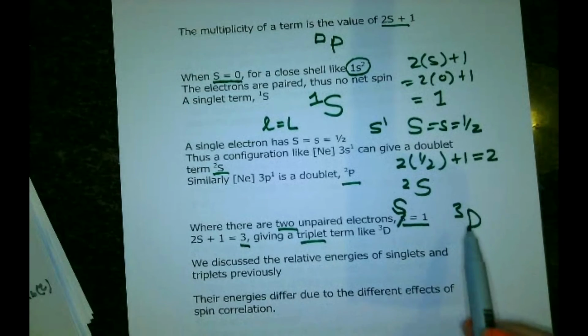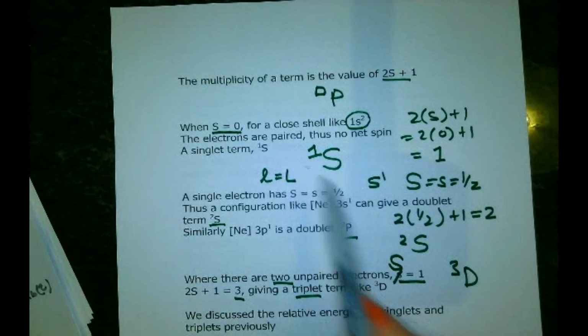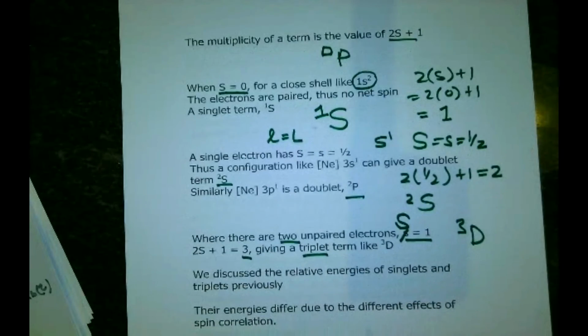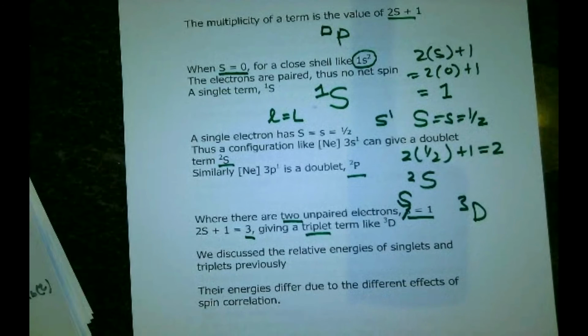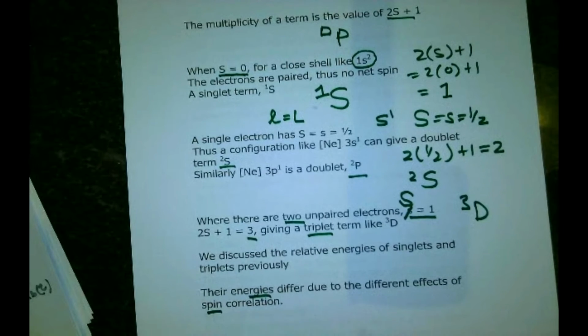And we've talked about triplets and singlets before. So this is a singlet if it's a 1, a doublet if it's a 2, and a triplet if it's a 3. We've talked about the energies of singlets and triplets, and the reason why the energies differ is because of this spin correlation.